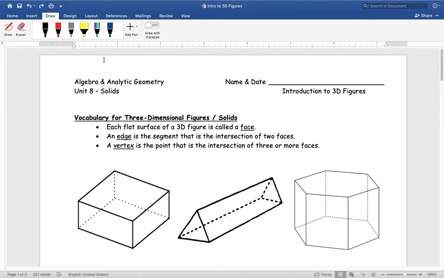Welcome back, ladies and gentlemen, and welcome to our newest unit. We are going to be talking about three-dimensional solids here.